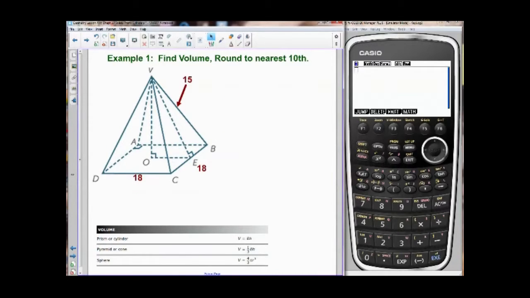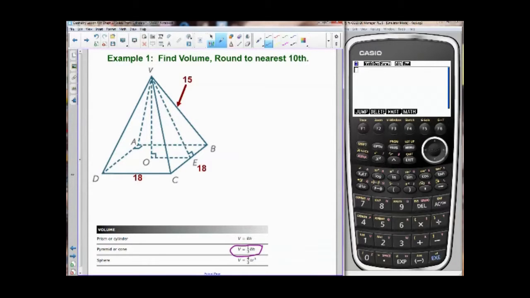Here we have a find the volume, round to the nearest tenth problem. And we're going to be doing a lot of the rounding to the nearest tenth in these volume problems. We're not going to find too many that are going to be exact. We could, but what we need to do is figure out how in the world we are going to get the height. Remember, we need the height because here is our formula, 1/3 base times height.